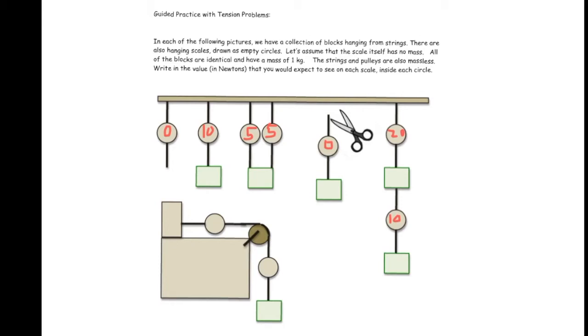Our last scenario has a block hanging from two scales. The first scale is vertical, and the second one is attached to the wall after a pulley. The vertical scale is going to say 10 newtons because it's holding up the whole block. The second scale also says 10 newtons because it again is holding up the block. All the pulley does is change the direction of the force, not the amount of force involved.